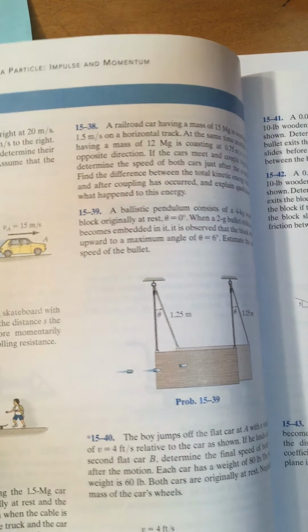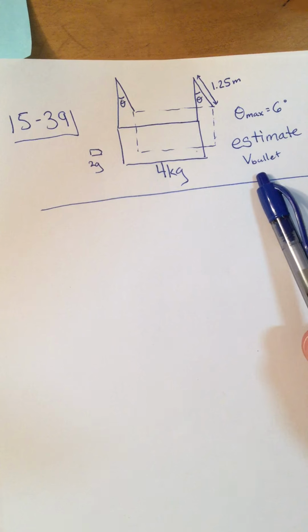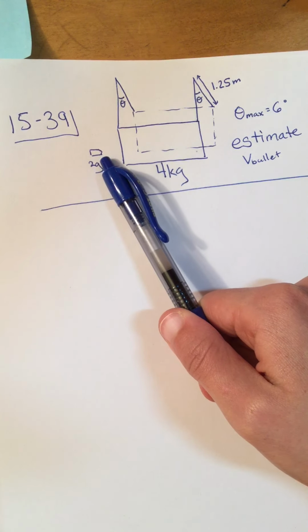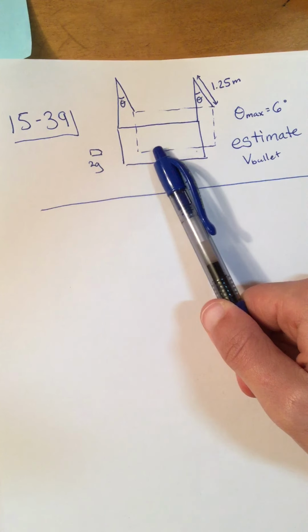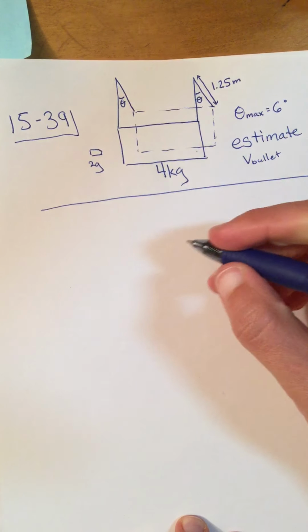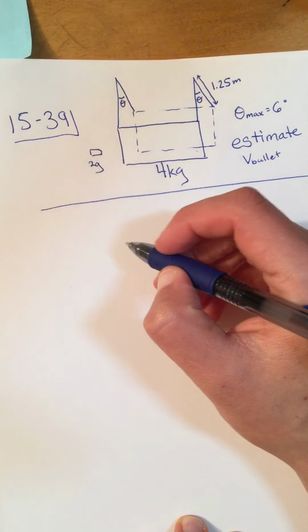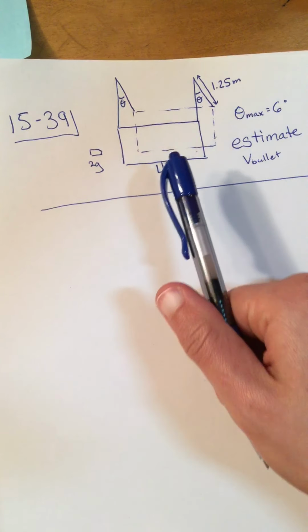For this problem, once again, we're going to use both the work energy and the impulse momentum conservation law. For the collision itself, we will use the impulse momentum conservation law. And since we are only going to estimate the initial velocity of the bullet, we're going to assume that the bullet becomes embedded in the block before the block begins to move upwards. So we're just going to look in the horizontal direction. And initially, the block is at rest.